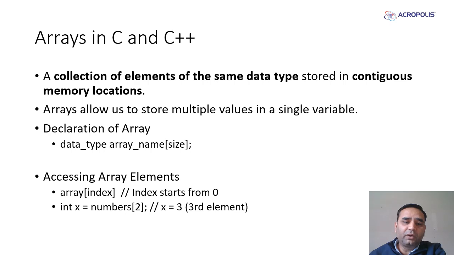Then arrays. So what are arrays? An array is a collection of elements of the same data type. Whenever we have multiple values of the same type, instead of declaring variables multiple times, we can use arrays. An array allows us to store multiple values in a single variable so that we can access them properly.